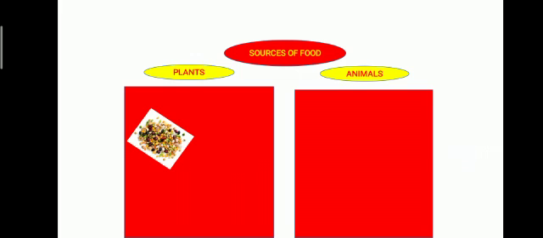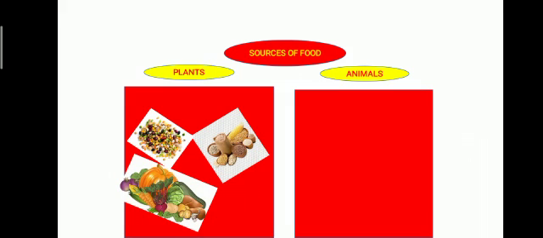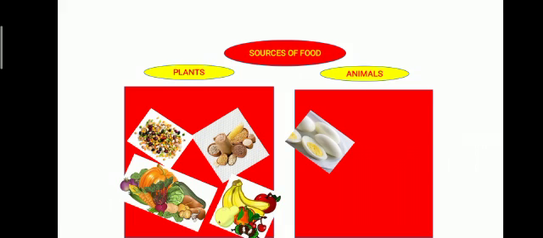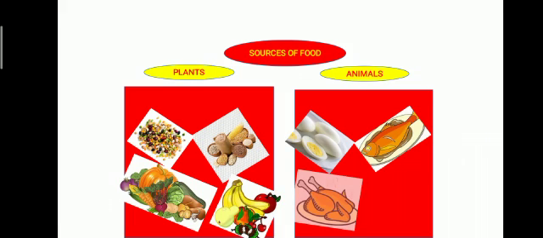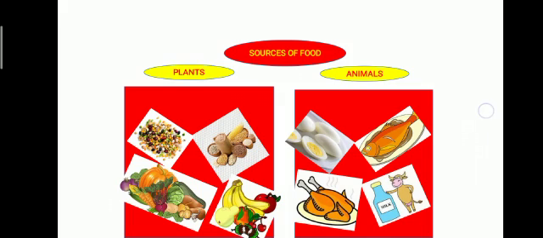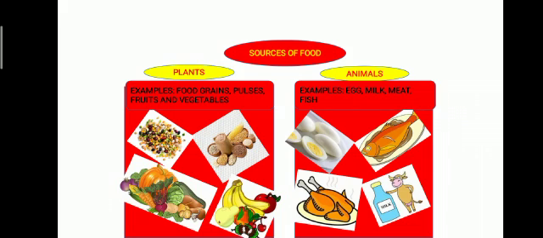We get pulses, food grains, vegetables and fruits. And from animals we get eggs, fish, chicken or meat products and milk. So here are the examples of food that we get from plants: food grains, pulses, fruits and vegetables. On the other hand, some examples of food that we get from animals are egg, milk, meat, fish.